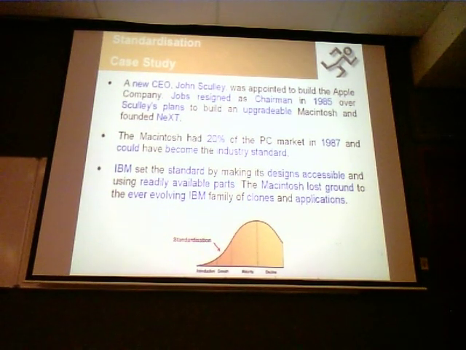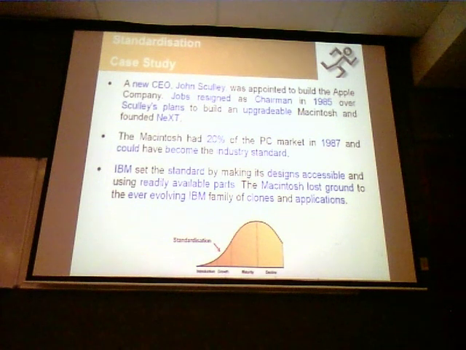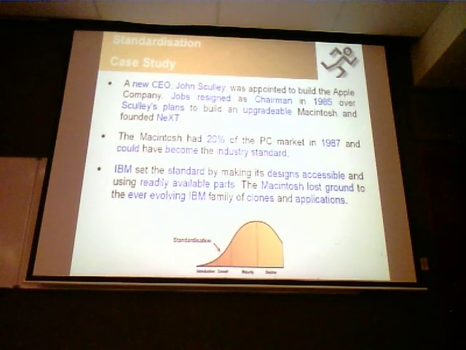Jobs had a very innovative company. It was very radical. There wasn't a lot of bureaucracy there. What Scully did was bring in more bureaucracy and more management into the company. Was that a good thing for Apple? It started to knock its innovation capabilities around. Macintosh had 20% of the PC market in '87. They could have set the industry standard, but they didn't.